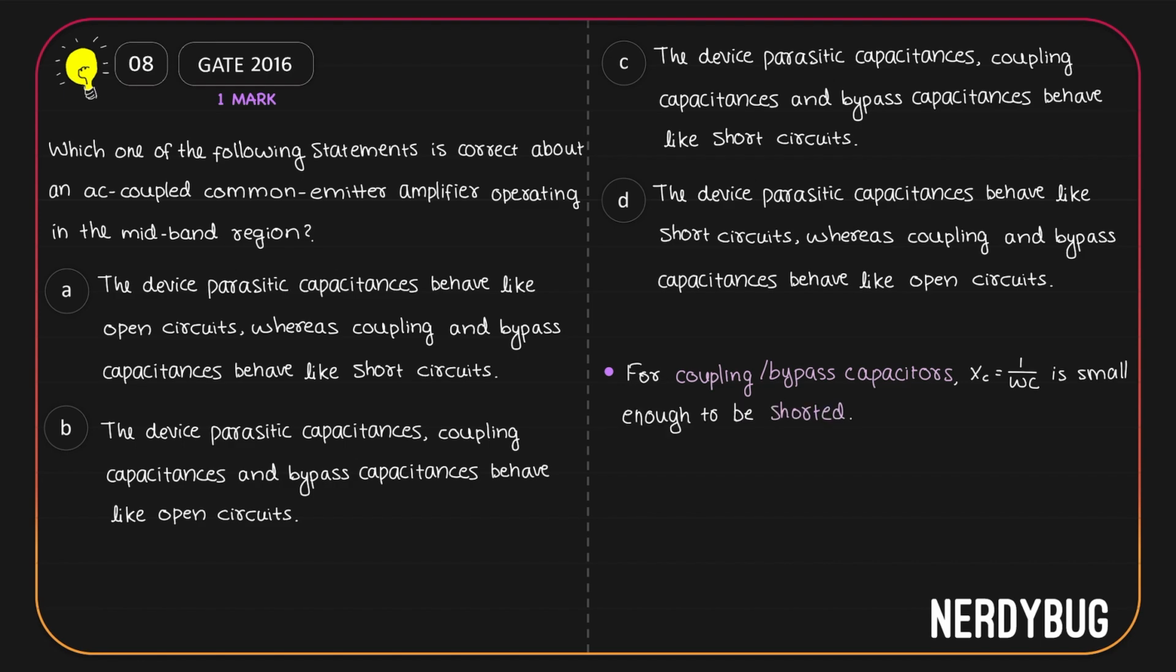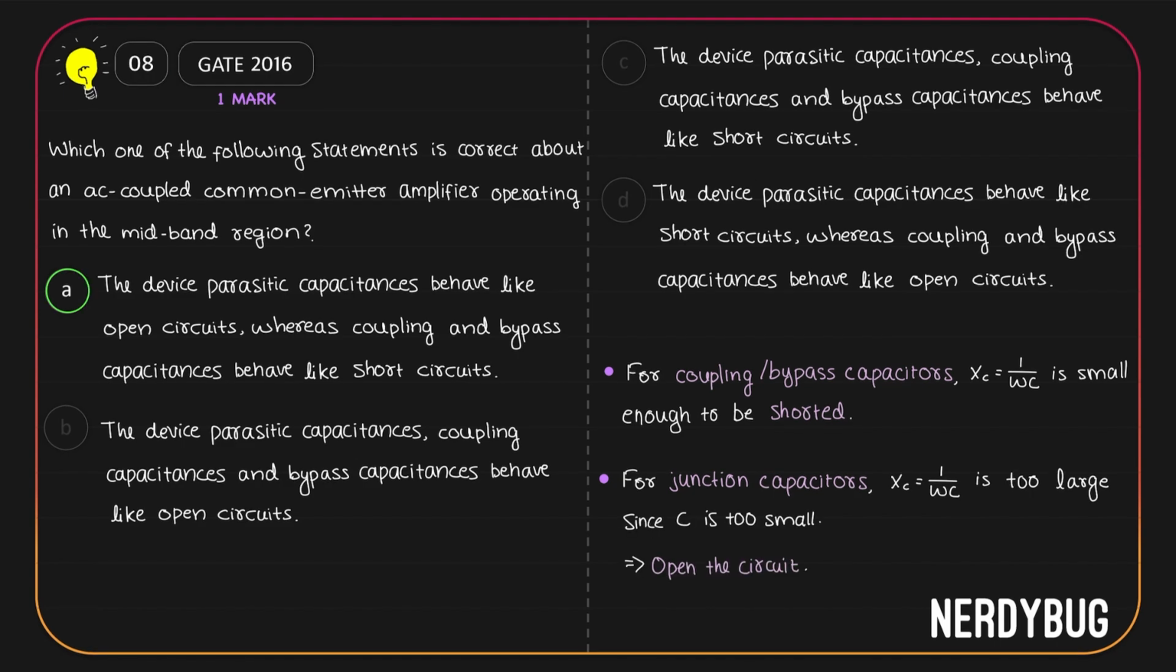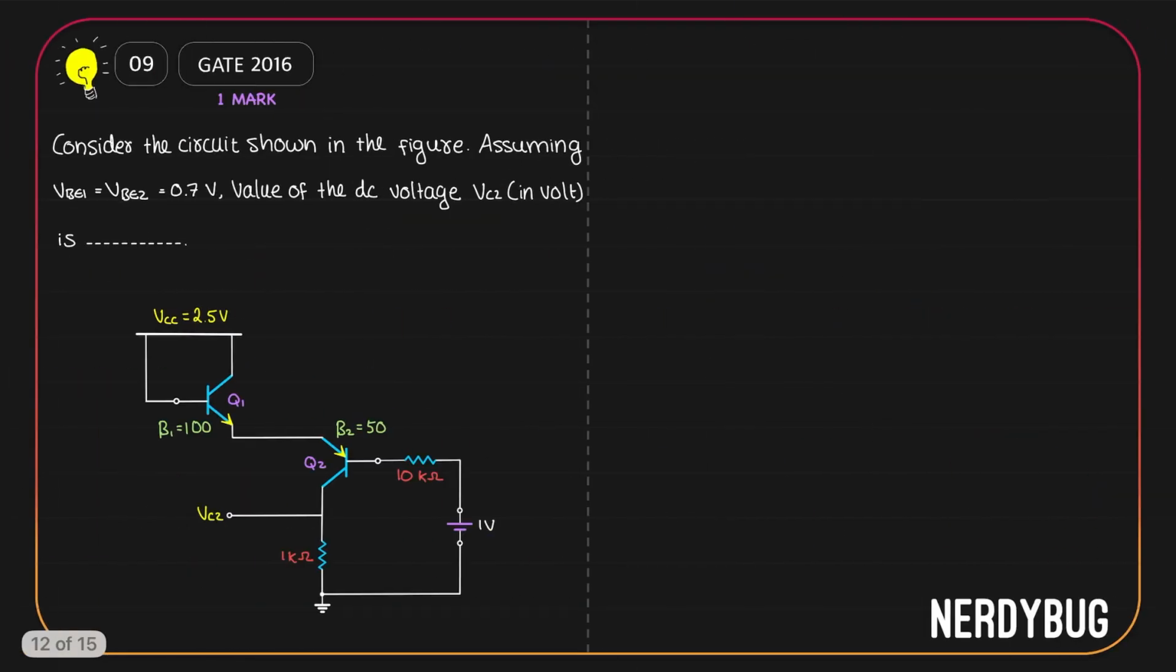Now, when it comes to the parasitic capacitances or the junction capacitances, if we take the reactance 1 by omega C, omega will have the same value, but capacitance is going to be really small when compared with coupling or bypass capacitors. That will make the denominator too small, making the reactance too high. If the reactance is too high, that means we'll have to open the circuit. Option A is correct. Let us see the next problem.